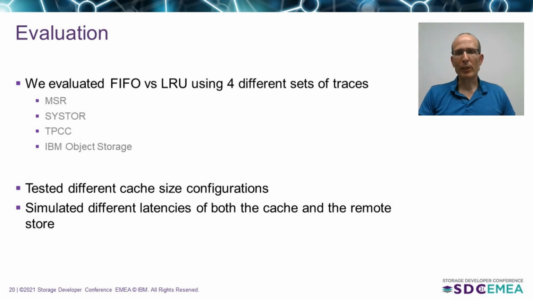To perform our evaluation, we used 4 different types of traces. Of course, we used the IBM object storage traces, but we also used the MSR, the SysStore, and the TPCC traces available from SNIA IOTTA. We used these traces and tested them against different cache size configurations, as well as simulated different latencies of both the cache and the remote store.